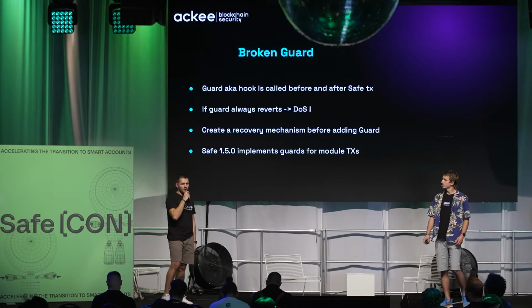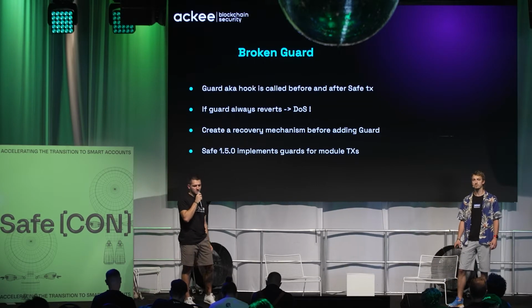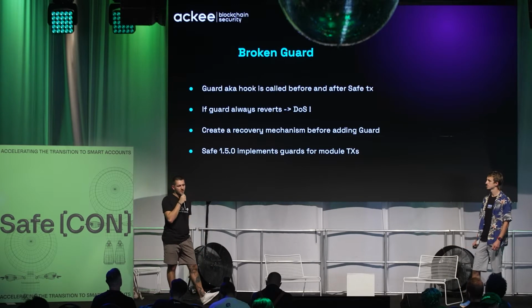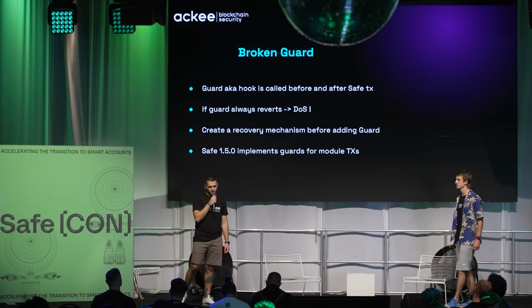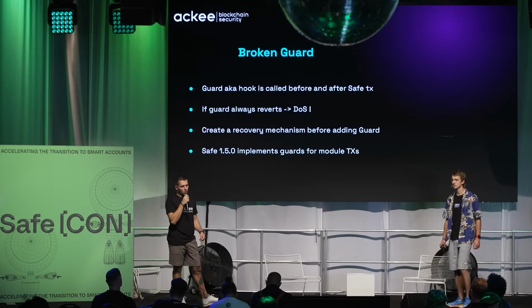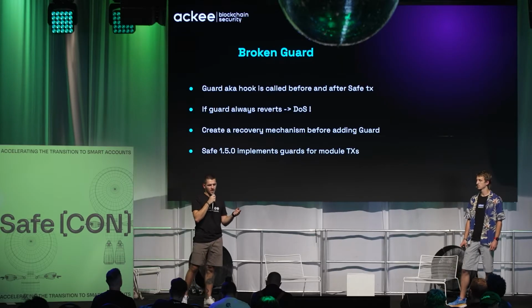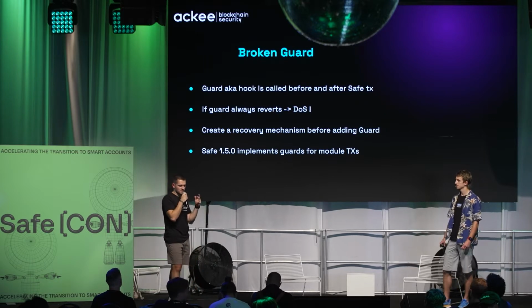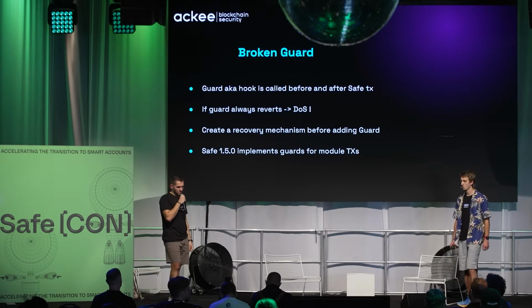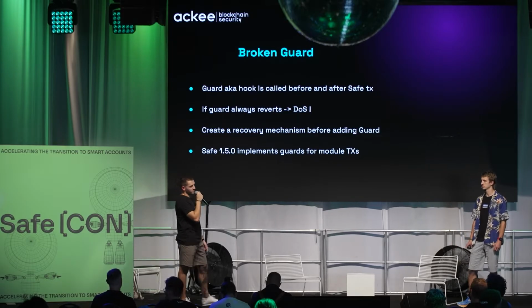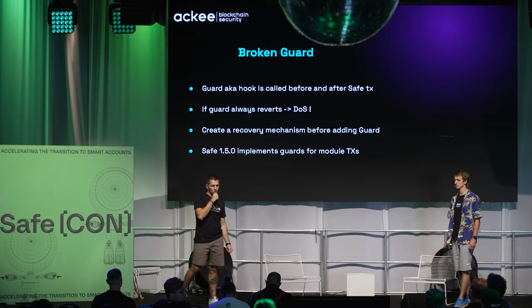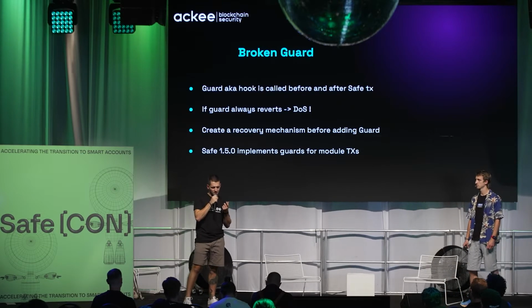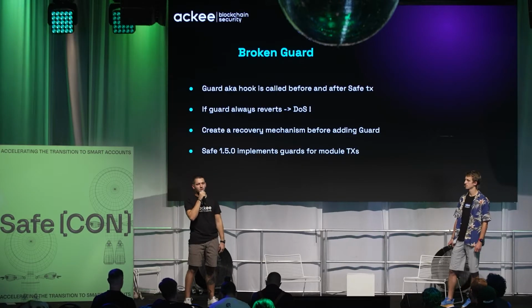Okay, another one, broken guard. Guards are, again, a separate contract, and we use it inside the Safe to perform some additional security checks. This contract is called inside the Safe execution function, before the actual execution and after the execution. It performs some checks before and after the state of the Safe has been changed. But if the guard is broken, you cannot perform execution from the Safe, so it can cause denial of service. What you should do is think about the recovery mechanism before you add a guard contract.